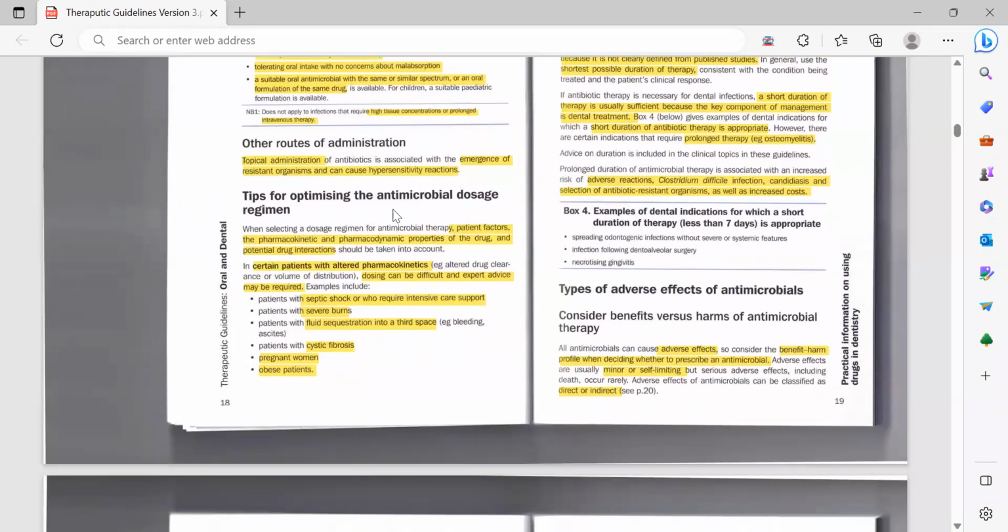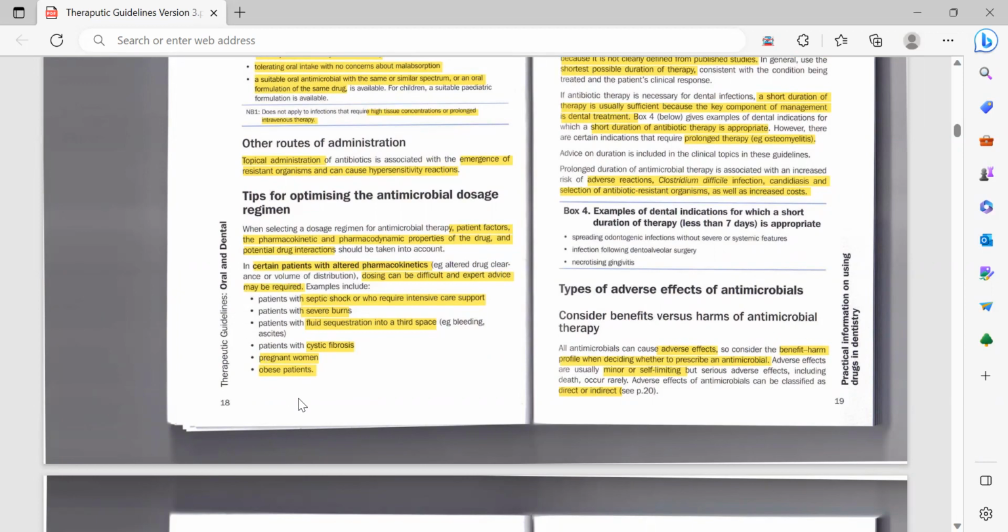Okay, so tips for optimizing the antimicrobial dosage regime. When selecting a dosage regime for antimicrobial therapy, there are certain factors: first of all the patient factors, then the drug pharmacokinetic and pharmacodynamic properties, and drug interactions. We need to be clear in our mind about these four things before prescribing any antibiotic. In certain patients with altered pharmacokinetics, altered drug clearance, or volume of distribution, dosing can be difficult and expert advice may be required.